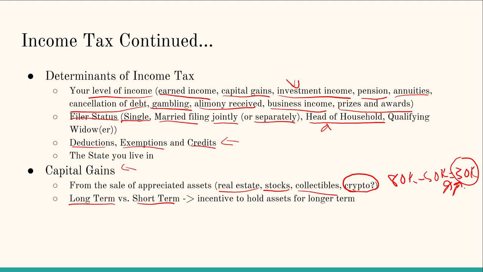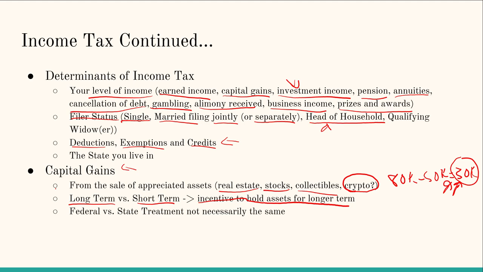But if you held it for the short term, if you're a high income person, and let's say you're in the 30% tax bracket, this 30K is going to be in addition to your regular income, and you're going to end up paying 30% tax on the gain. So it's pretty substantial, the difference between long and short term gain, especially if you're high income and you're in a high tax bracket. So the incentive is that they want you to hold assets for the long term. Having a lower long term rate is kind of an incentive to do that.